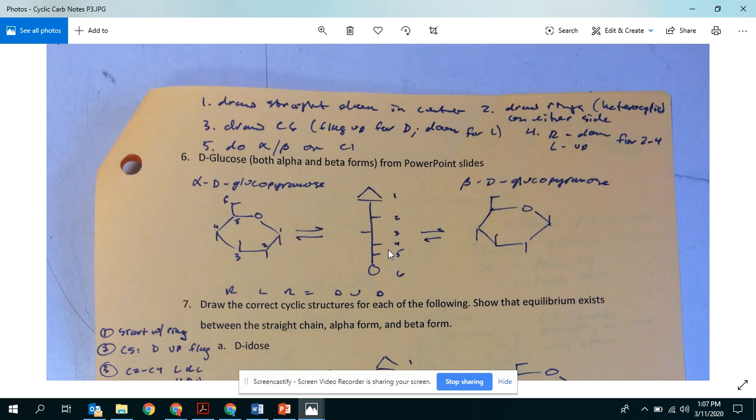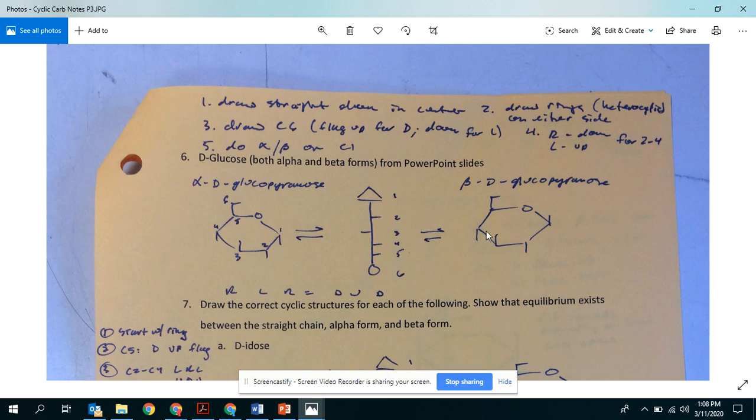When you are drawing these, it's helpful to have the Fischer projection in the center, showing that equilibrium exists between the two different forms. And if it is an alpha form, the OH on carbon 1 will be pointed down. If it is beta, the OH will be pointed up. The carbons 2, 3, and 4, that's your down, up, down. So if it's right, left, right, that's going to be down, up, down. So down, right, and left, up for those. This is carbons 2, 3, and 4.